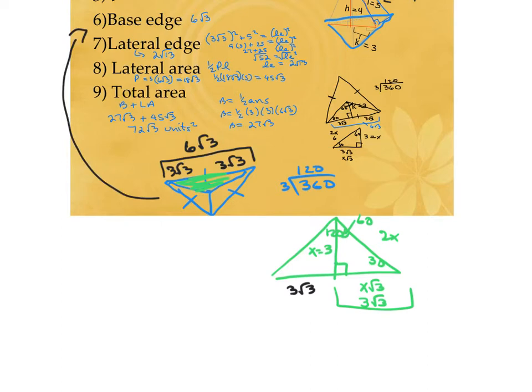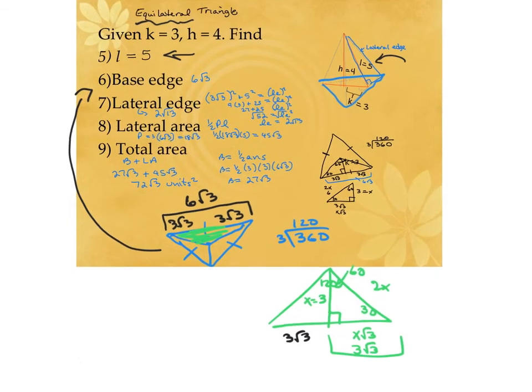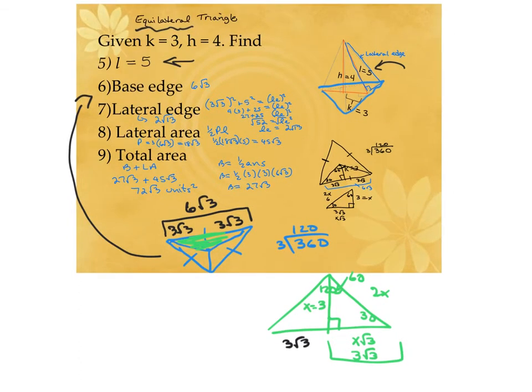Now, for the lateral edge, this is the side that's coming down from the top of the triangle. Again, if I already know that this little piece is 3 square root 3, then in order to find it, I could take my slant height here and form a right triangle. And then you're going to do Pythagorean theorem.